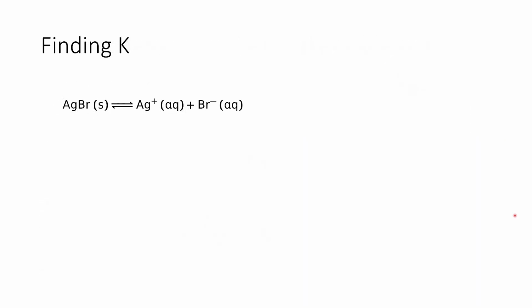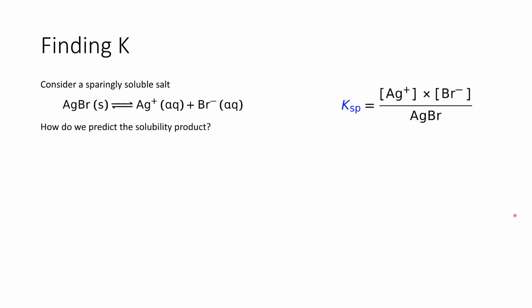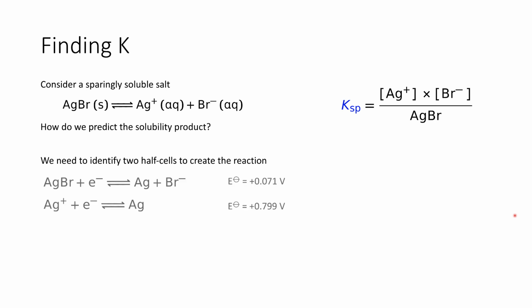Let's consider an equilibrium such as this one, where we have the solvation of silver bromide. It's a sparingly soluble salt. So being able to measure this solubility product, essentially the equilibrium product for this dissolution, becomes very tricky because we have a very low solubility. So how do we predict it? Well, once again, we can use electrochemistry. We can use electrochemical potentials to generate a reaction, and we can work backwards from that to determine our equilibrium constant for this dissolution.